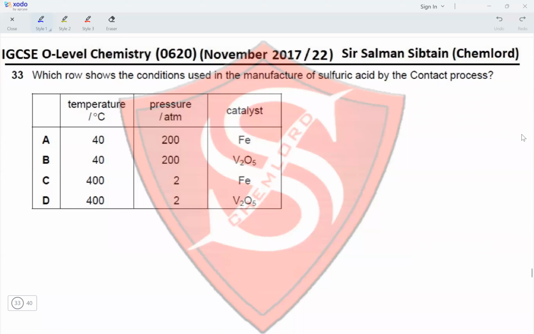Question 33. Which row shows the conditions used in the manufacture of sulfuric acid by the contact process? So the temperature requirement would be between 400 to 500 degrees Celsius, eliminating options A and B. The pressure requirement would be between 2 to 8 atmospheres, and the catalyst would be vanadium 5 oxide, eliminating option C and making option D the correct option for this question.